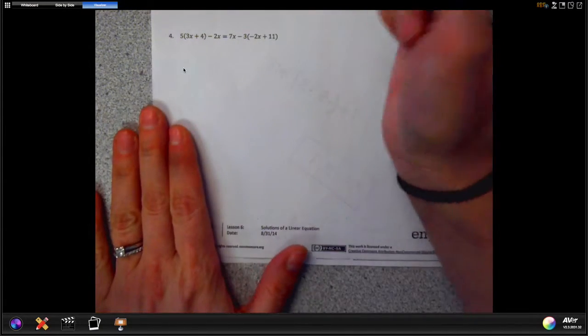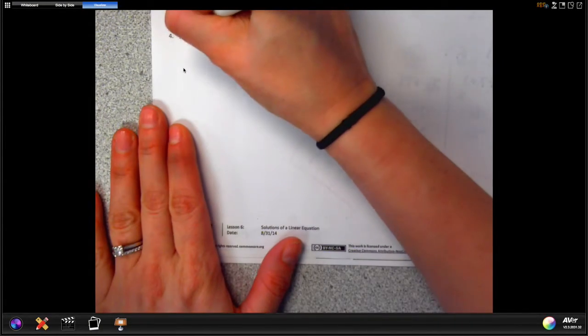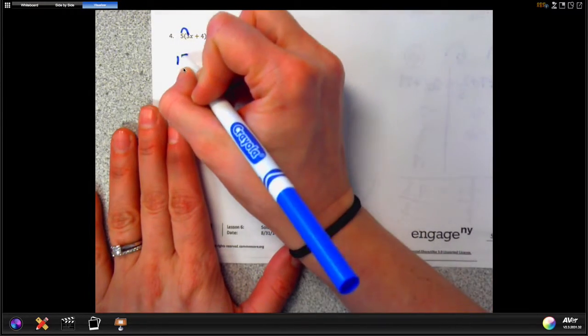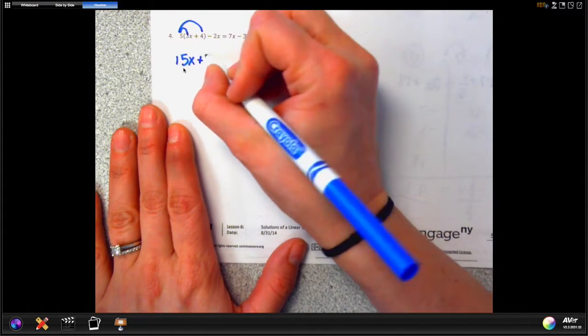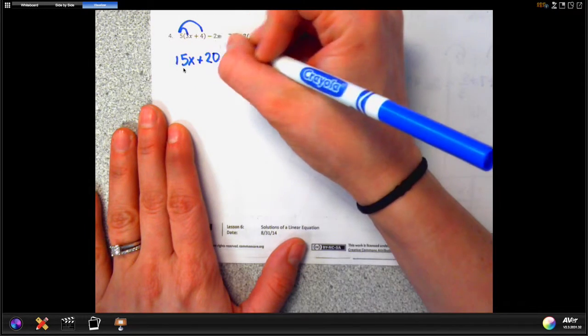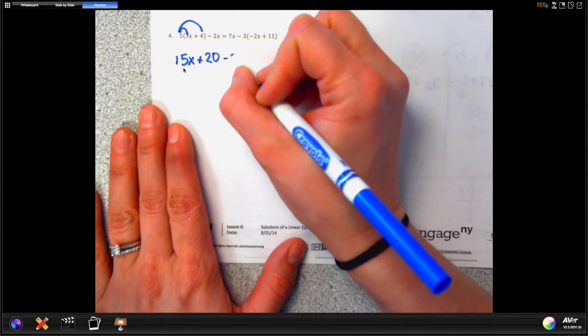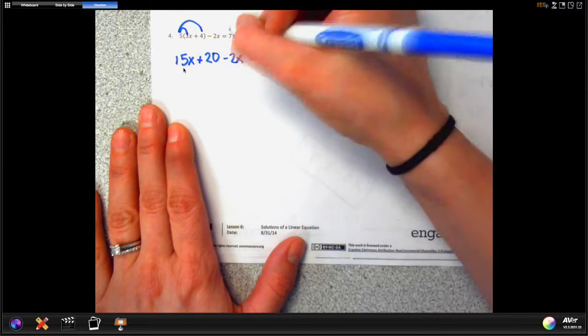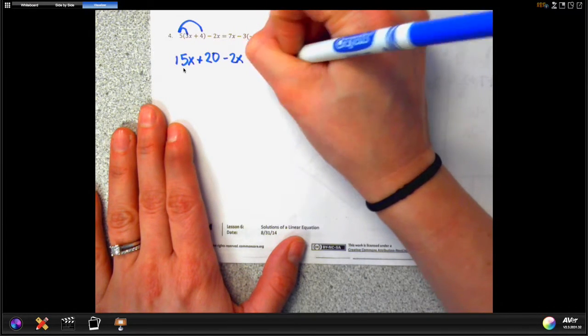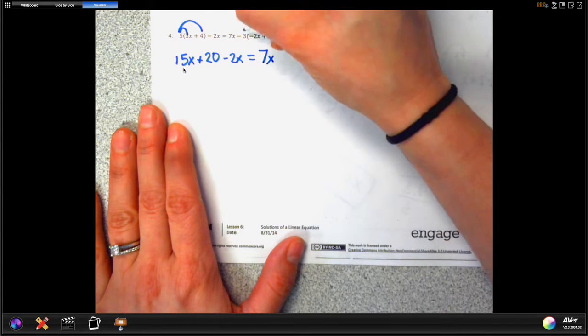The first thing we need to do again is get rid of the parentheses. So we're going to start by distributing. 5 times 3x is 15x. 5 times 4 is positive 20. This minus 2x is not part of those parentheses, so we're going to just put it down. Equals 7x is not next to a parenthesis, so we're going to put that down. The negative 3 now is, so we're going to distribute.